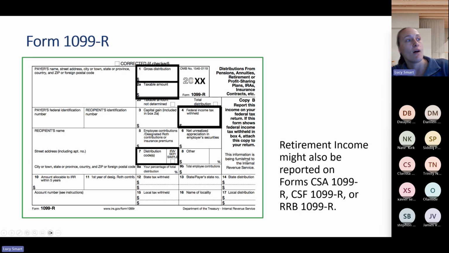Also note, while this is the most common form, retirement income might also be reported on something called a CSA 1099. That's for a civil service annuity, so typically folks who work for the government. CSF 1099, also civil service, and an RRB 1099-R. That's for railroad retirement, so someone who worked for the railroad. These are not as common to see, but you'll know they're retirement based on the R at the end of the name.